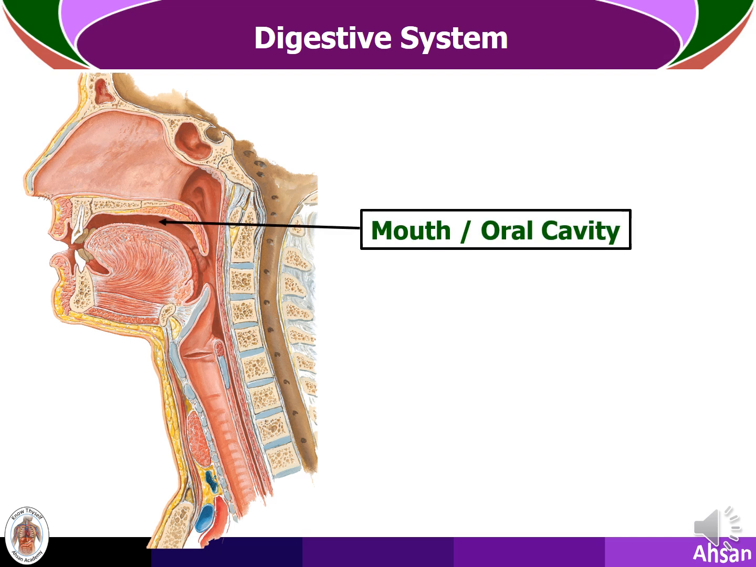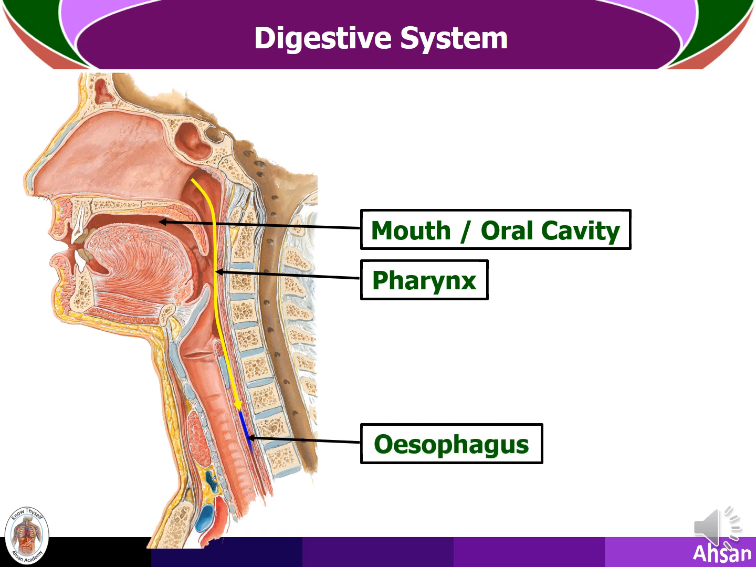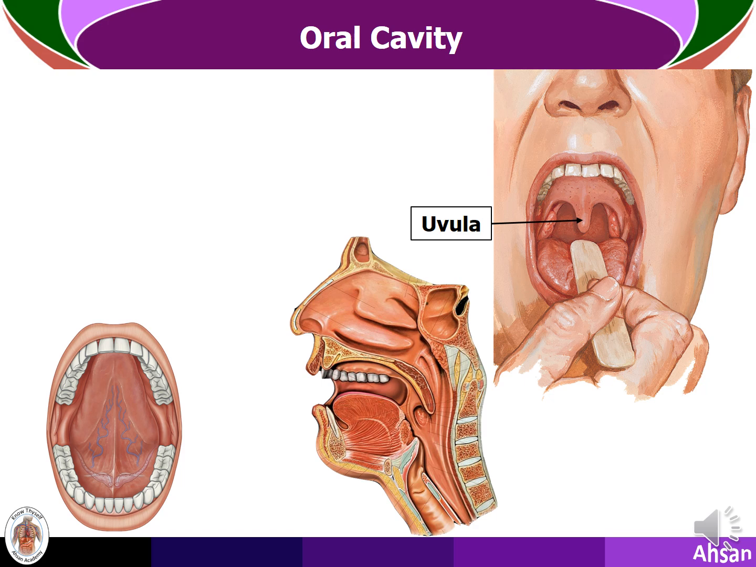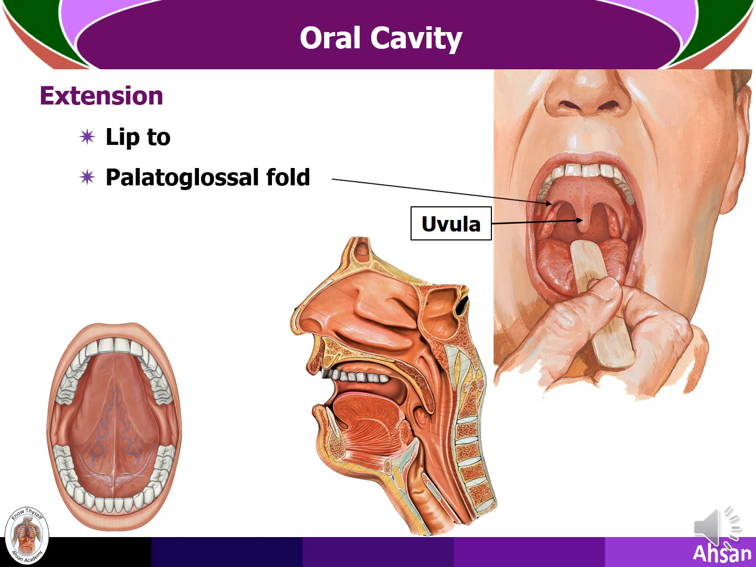Digestive organs present in these regions include the mouth or oral cavity, then the pharynx. The yellow color line is indicating the distribution of the pharynx, and below that is the esophagus. The oral cavity extends from the lip, you can see the lip, to the palatoglossal fold. There's a mucosal fold that extends from the uvula to the lateral wall. Oral cavity comprises the oral cavity proper and the vestibule.